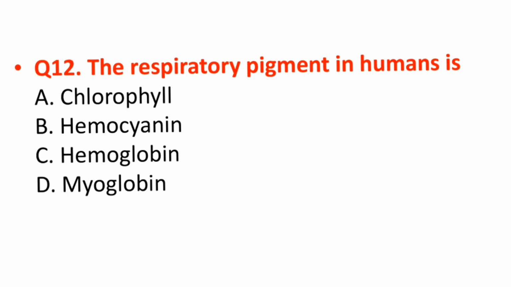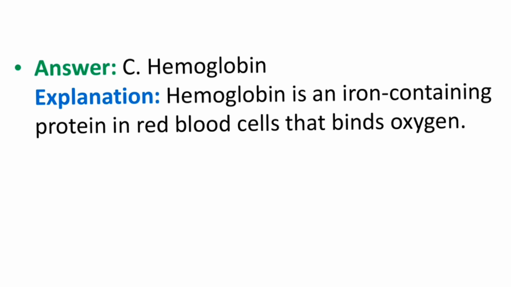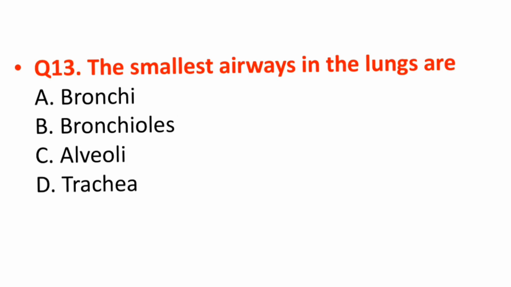The respiratory pigment in humans is option A chlorophyll, option B hemocyanin, option C hemoglobin, option D myoglobin. The correct answer is option C hemoglobin. Hemoglobin is an iron containing protein in red blood cells that binds oxygen.